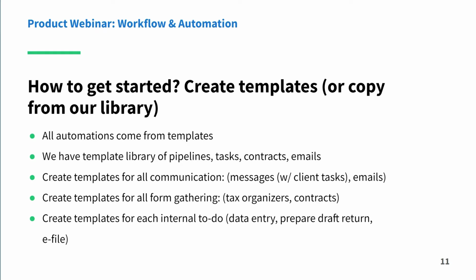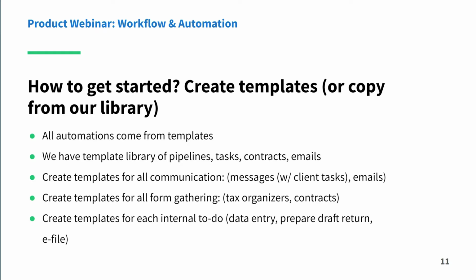So that's it for the overview. Now, how do you get all of this up and running? Well, we have a few ways, but it starts with creating that pipeline template. All of the automations we've mentioned start by creating a template first, then repeating that template for each job.